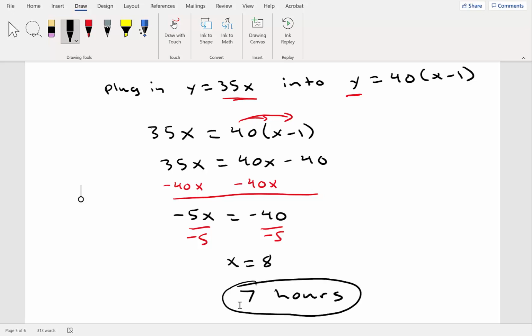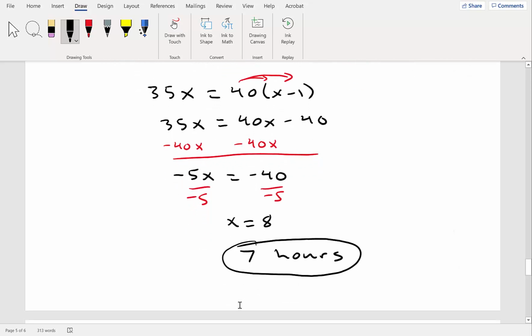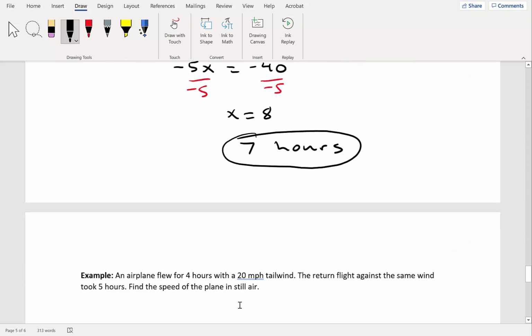Okay. And that's all we were asked for. So we didn't have to figure out what y is equal to. Y represented the distance. Since the problem wasn't asking for the distance, we didn't have to solve for y. We just had to solve for x. Let's take a look at one last one.